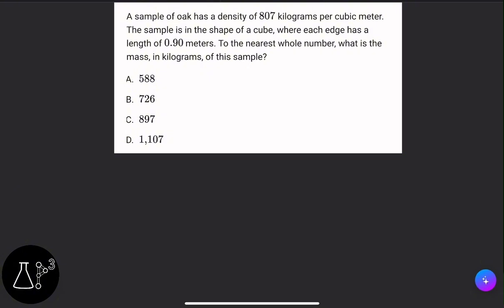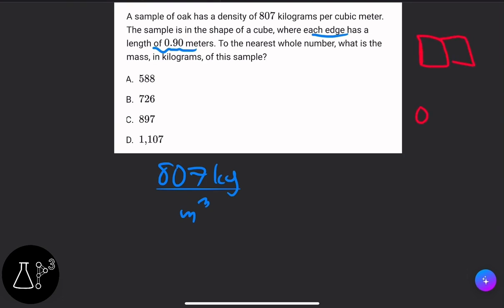So we have 807 kilograms per cubic meter, m cubed. And we're given that each edge has a length of 0.9 meters. So to look for the volume of a cube, we have to multiply each edge 3 times. So we do 0.9 cubed, and that gives us 0.729.